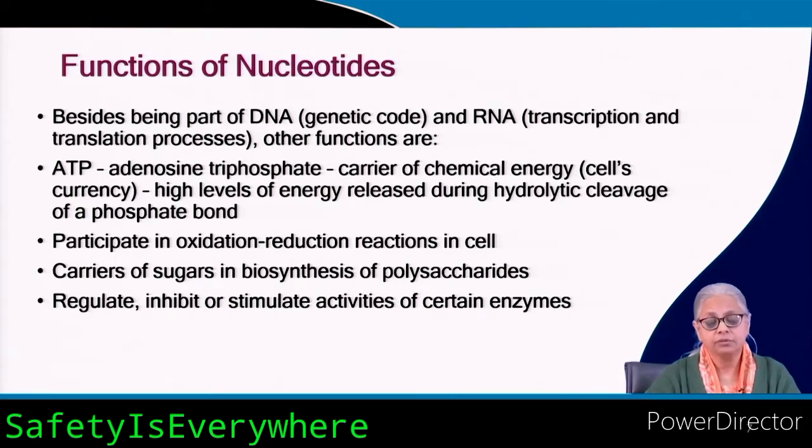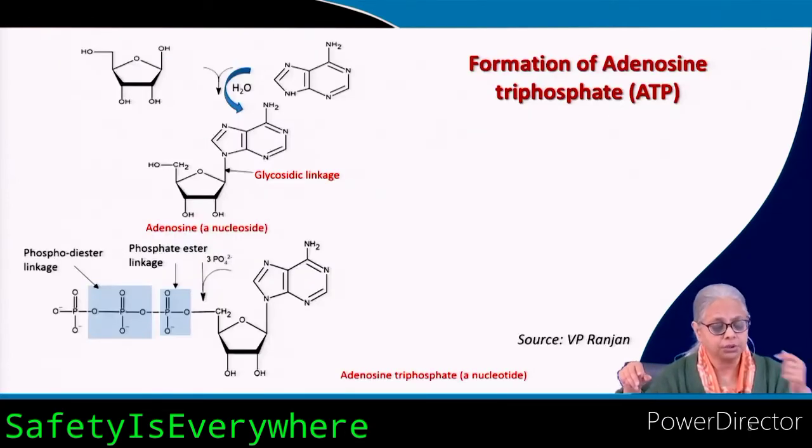Then we also have ATP. ATP, as you know, is the cell's currency in terms of energy. So it's the carrier and the way for the cell or the microorganism to store chemical energy. The full form is adenosine triphosphate, and you have high levels of energy released during the hydrolytic cleavage of the phosphate bond. So here we have the formation of adenosine triphosphate.